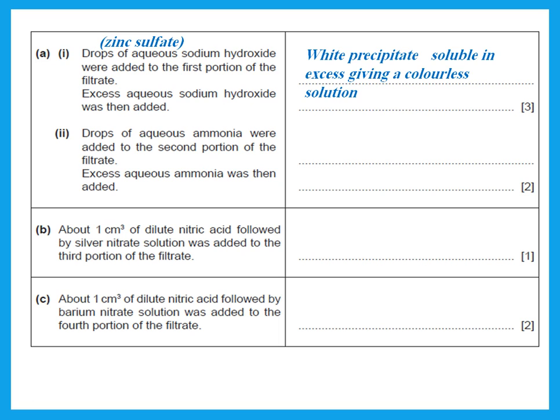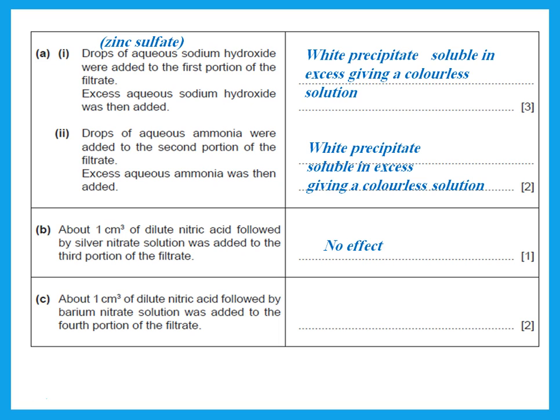What if I add aqueous ammonia with zinc? Exactly the same result. White precipitate, soluble in excess, giving a colorless solution. Remember, zinc gives the same result with both. Now, if I'm adding dilute nitric acid and silver nitrate, again, silver nitrate is a test for what? Chloride, bromide, iodide. What do I have? I have zinc sulfate. So I don't have any of these, no effect.